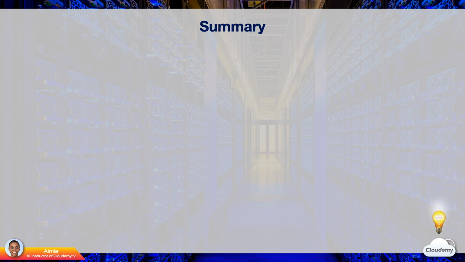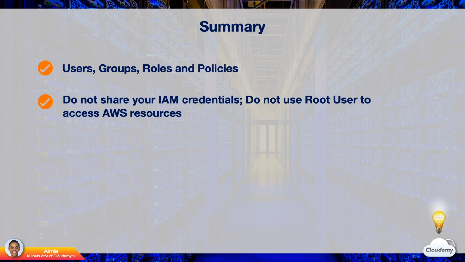In this episode, we've learned the basic concept of IAM users, groups, roles, and policies. You should never share your IAM credentials with anyone. These credentials include your username, password, access key ID, and secret access key. You should always use IAM users to access AWS resources instead of the root user.